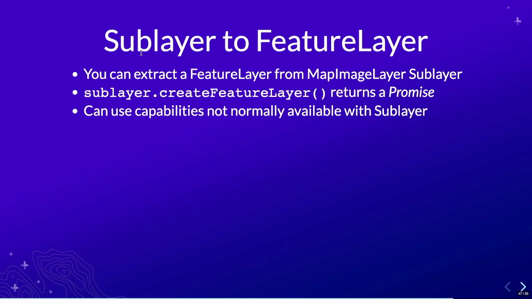All right, so sublayer to feature layer. If you're working with map image layer, the layers that are part of the map image layer are defined as sublayers, which are really cool. So you can take those sublayers and you can create feature layers from them. And once you get those feature layers, you can do other really cool things.